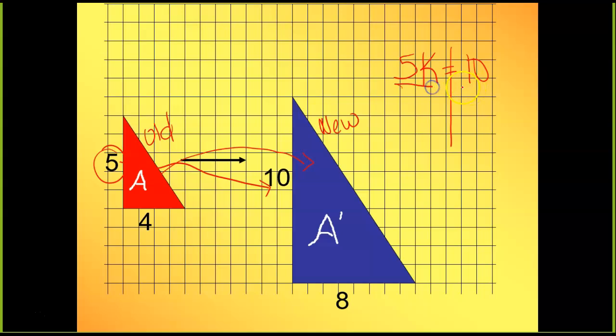Divide by what? I need to get k by itself, so what do I need to divide by? 5. What you do to one side. So k is equal to, what is 10 divided by 5? 2. Does that equal 5 times 2? Did that give me 10? Yes, so that's our mathematical process. All right?